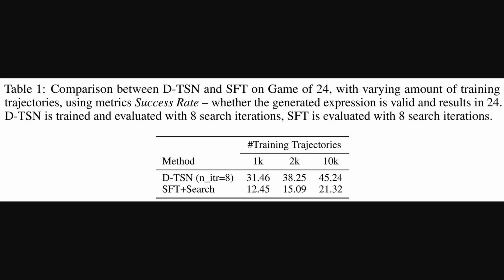Okay, so moving to some results. This table compares D-TSN against a supervised fine-tuning approach, specifically on the game of 24. It shows the success rate for both methods, based on different amounts of training data. Well, you can see D-TSN consistently achieves much higher success, hitting over 45% with 10K trajectories, compared to just over 21% for the SFT baseline. This really highlights D-TSN's strength in learning search effectively.